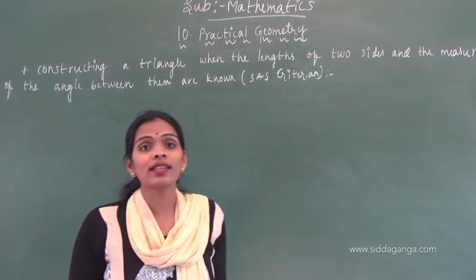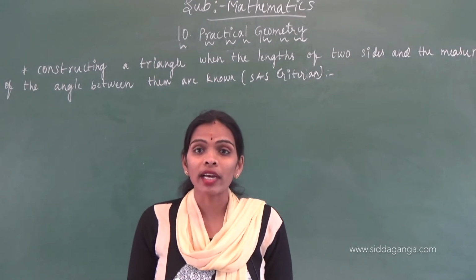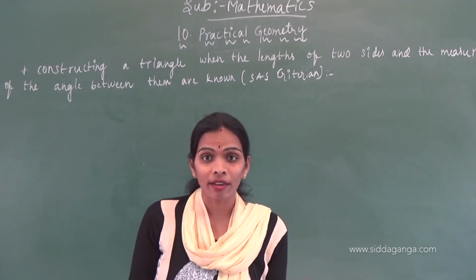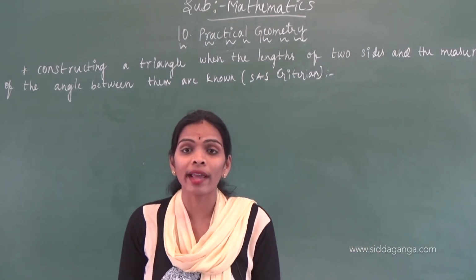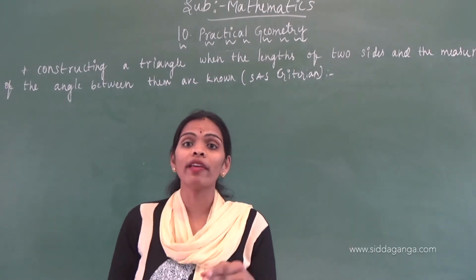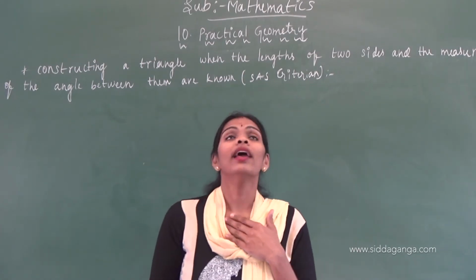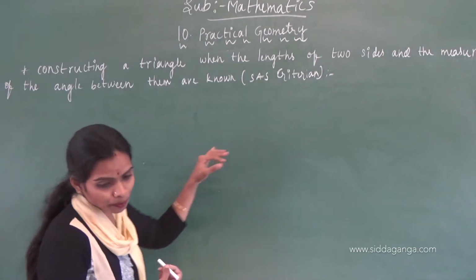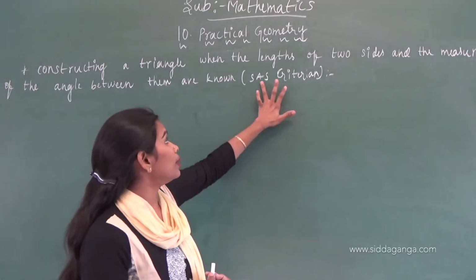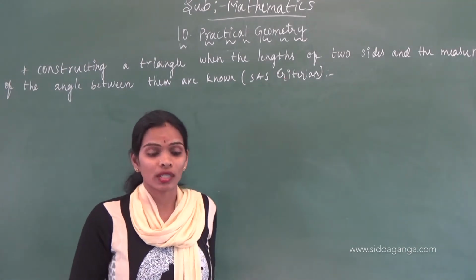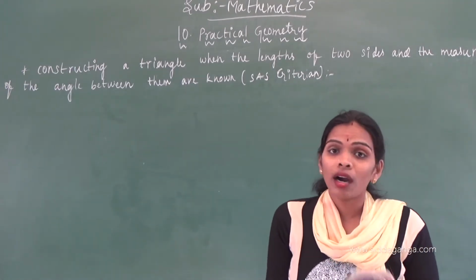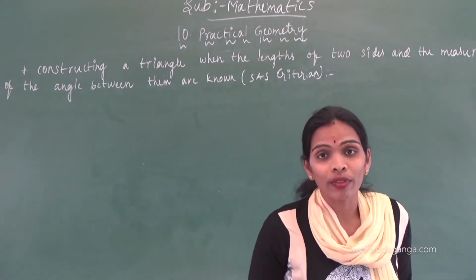The SAS criteria. What does the SAS criteria tell? Two corresponding triangles are said to be congruent if two sides and the included angle of one triangle are equal to two sides and the included angle of another triangle. Then only we can say that the two triangles are congruent. Correct? Here they are giving two sides and the included angle between the sides, and then we have to construct the triangle. First, I will tell, using one example, how to construct a triangle when two sides and the angle included between them are known.